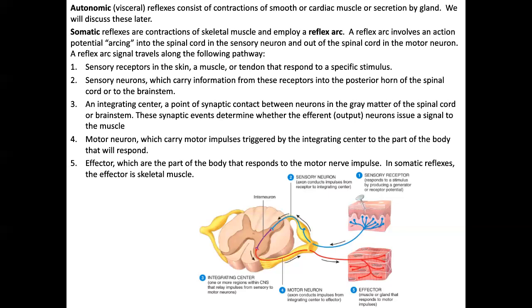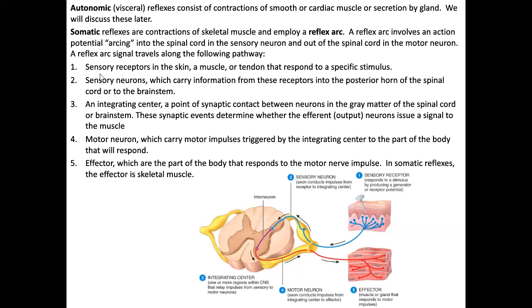Okay. Our next couple slides, I'm going to talk about some of our specific somatic reflexes. Okay. And since we're talking somatic, we're going to involve skeletal muscle. We're going to contract or relax skeletal muscle using what we call a reflex arc. And a reflex arc involves an action potential arcing into the gray matter of our spinal cord using a sensory neuron. We show one here in blue. And then out of the spinal cord using a motor neuron shown here in red, traveling to our skeletal muscle, which is going to be the effector.